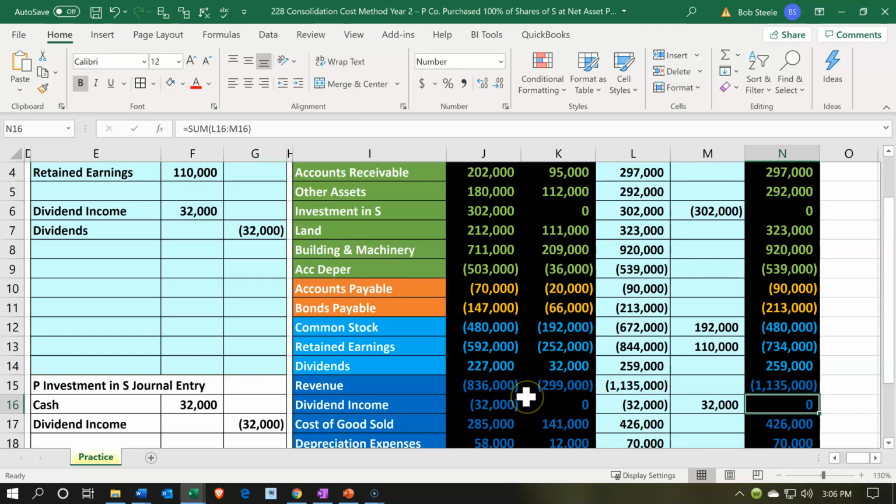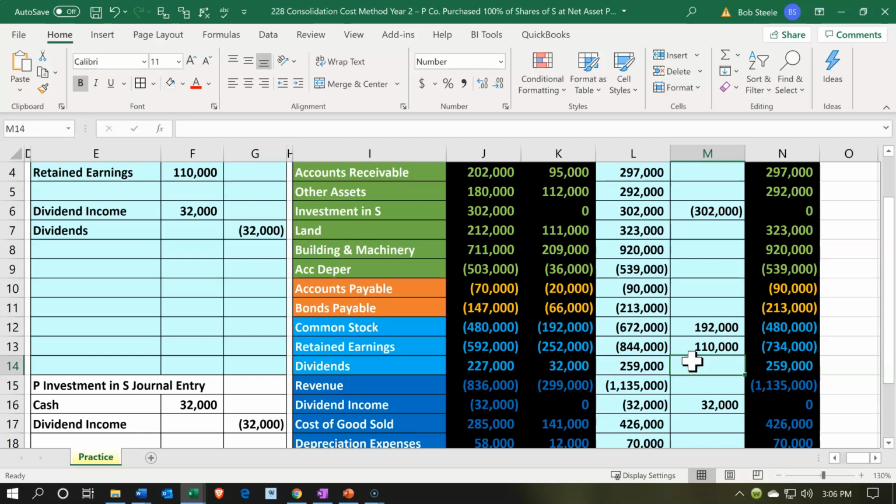So now this dividend income, which went from the dividend distributed by S to P, so basically it went to ourselves, if we're consolidated now, has been removed. Now we need to remove the dividends, which are coming from S that got paid to P. So there's the dividends. That's going to be the credit.